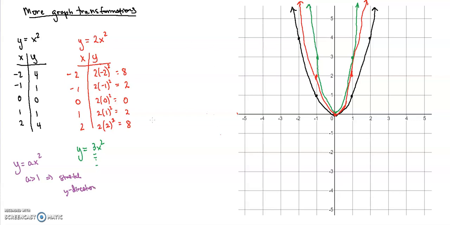All right, let's try one that's less than 1. Let's do, what's a color we haven't done yet? We haven't done blue. Okay, let's do 1/2 x squared and see what happens with that. So -2, -1, 0, 1, 2. And we're going to put 1/2 out front.